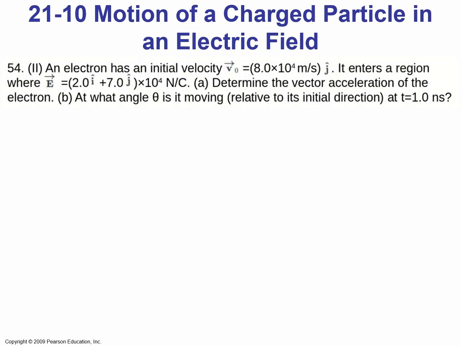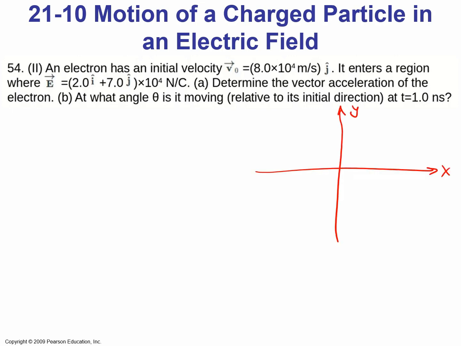Okay, at this point I'll look at problem 54 from the book as an example. An electron has an initial velocity v0 equals 8.0 times 10 to the power 4 meters per second j hat, which means that it's along the y direction. It enters a region where the field E is equal to 2 i hat plus 7 j hat times 10 to the power 4 newtons per coulomb. A. Determine the vector acceleration of the electron, and B. At what angle theta is the electron moving relative to its initial direction, which was along the y direction, at time 1 nanosecond? So we can draw what the problem looks like.